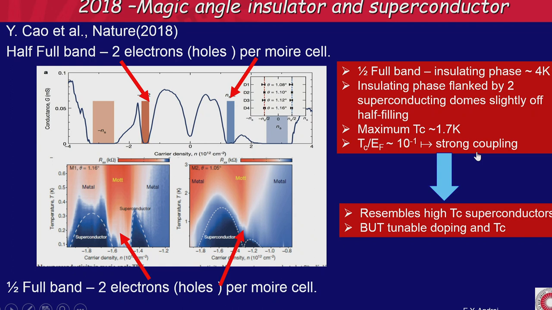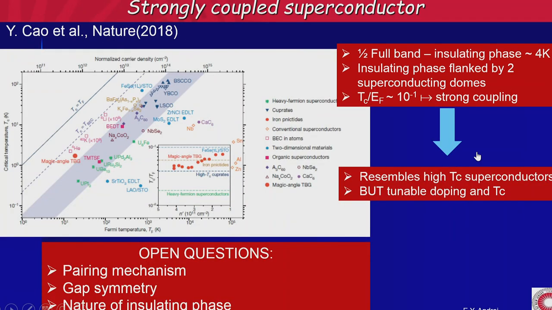And an important criterion for what kind of coupling you have is the ratio of TC to the Fermi energy. And the ratio here places it flat into the strong coupling regime, exactly like high TC superconductors. Here they have a plot of TC versus Fermi temperature. This is where the high TC superconductors lie. This is magic angle graphene, their measurement. And high TC, YBCO is here, BSCCO is here, so it's on this line. So here they have TC over TF of about 0.1. So that puts it really into the strongly coupled regime.